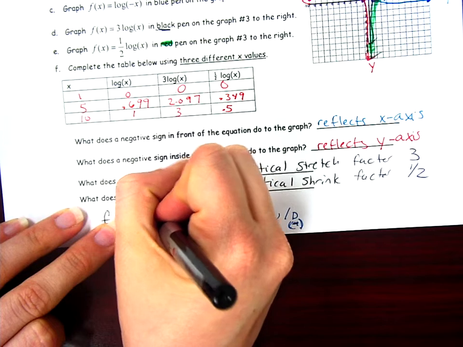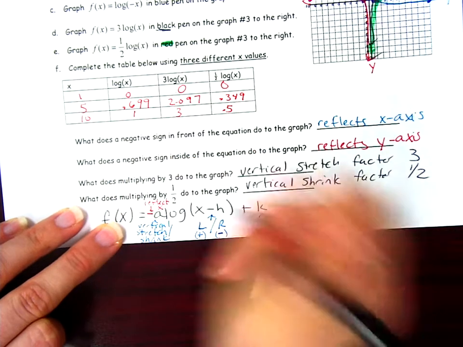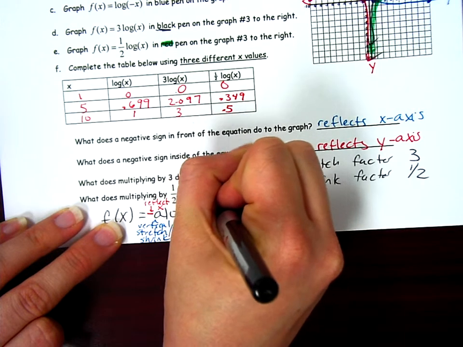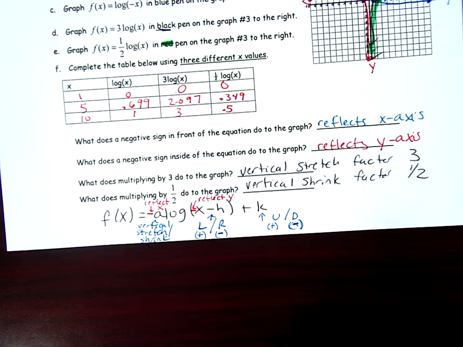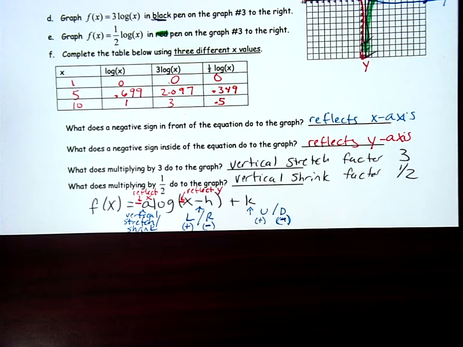The other things we looked at: if you have a negative out front, this will reflect the x-axis. If you have a negative inside, that'll reflect the y-axis. So those are the things that we've seen. Tomorrow we'll do some more practice with those.